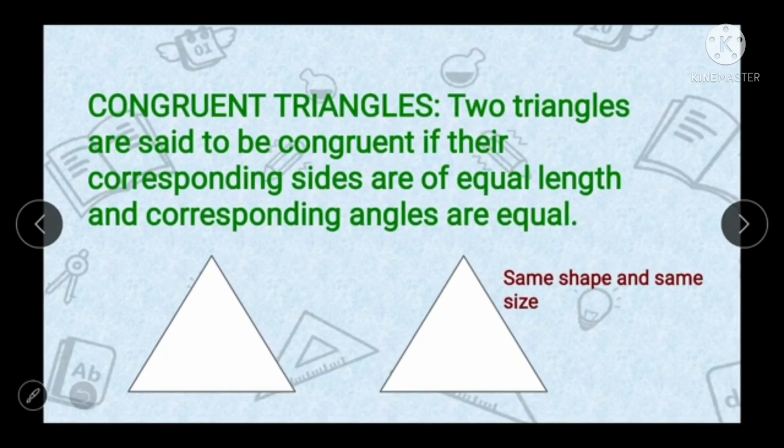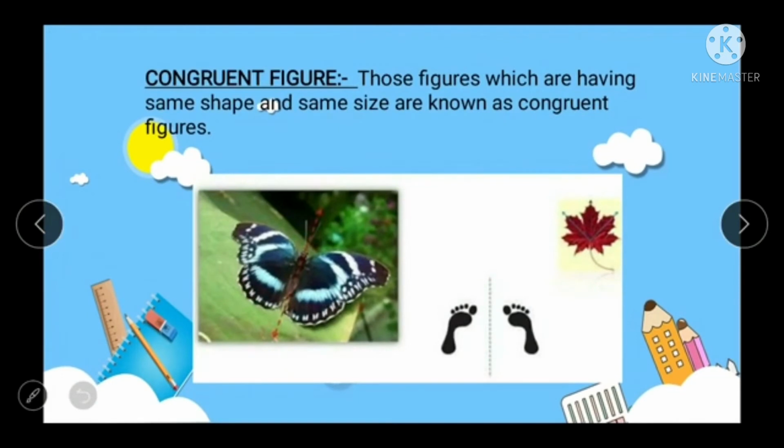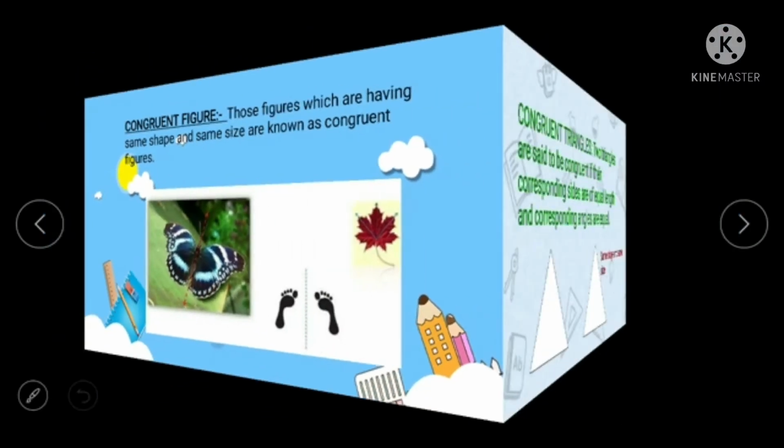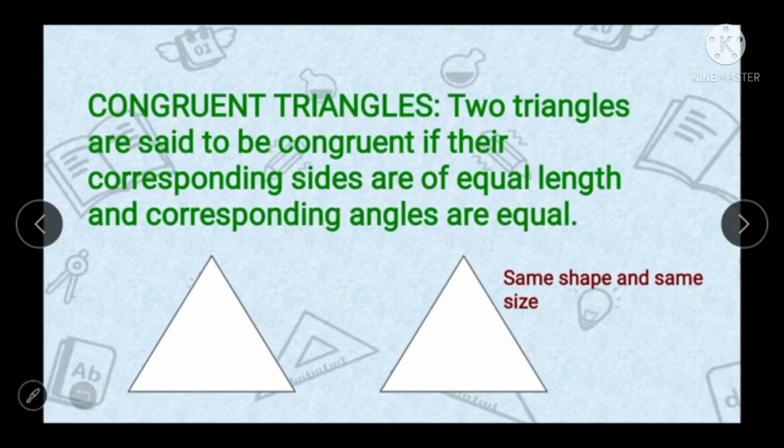Congruent triangles. Two triangles are said to be congruent if corresponding sides are of equal length and corresponding angles are equal. Means the triangles should be in the same shape and same size. Hence, the triangles are congruent. Students, can you see in the previous picture also, these objects which are congruent, they are also similar, means looking like the same. In these two triangles, they are also similar.